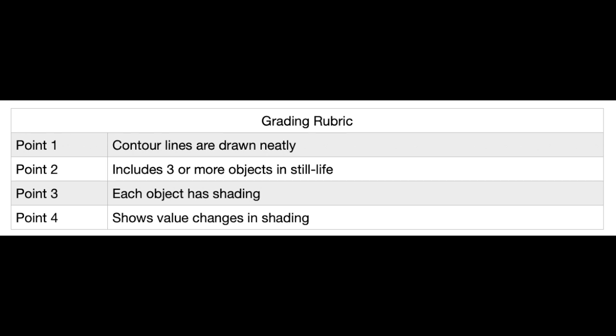The first point is if you draw your contour lines carefully, you will get your point. Second, if you include 3 or more objects in your still life, make sure you have at least 3 to get that second point. Third, you're going to make sure you have shading on each object that you draw. And fourth point, make sure you show the value changes in your shading. All your shading should not just be one value. You should have dark parts of your shading and light parts of your shading.